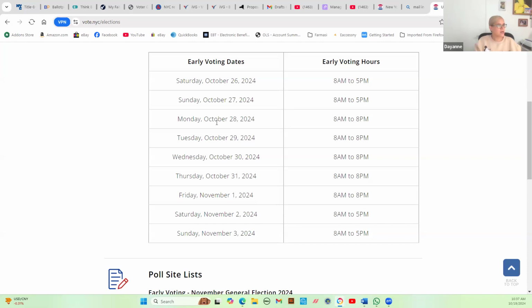So it is the best option. Again, it begins October 26th all the way through November 3rd. Other states are already starting with early voting. They've already gotten started. Some states, it all depends on their regulations and how they do things.